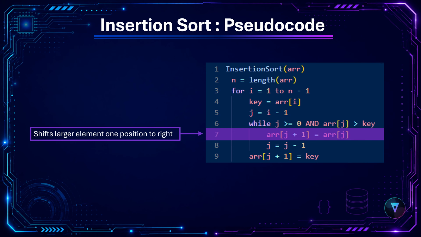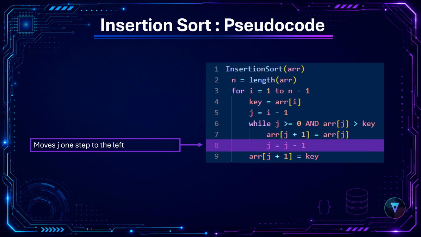Exactly. That's what R of j plus 1 equals R of j does. It copies the bigger element one position ahead. So we're making space for the key? Like sliding cards to the right before inserting a new card. Perfect. That's the whole idea. After shifting, we do j equals j minus 1 and continue checking the element before it.